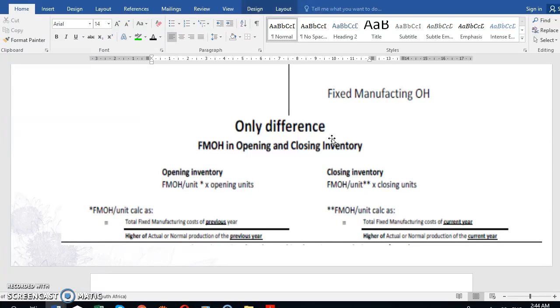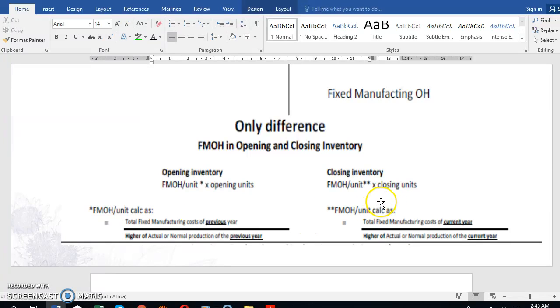Now IFRS says that our inventory, our opening and closing stock, should be based on the following. If we're looking at opening stock, you calculate it as the total fixed manufacturing cost of the previous year, because opening stock refers to last year, and you divide that by the higher of actual or normal production of the previous year. Actual production is what you've actually done in the previous year, and normal production is what you normally expect, typically like a budget. You budget to produce a certain amount per year.